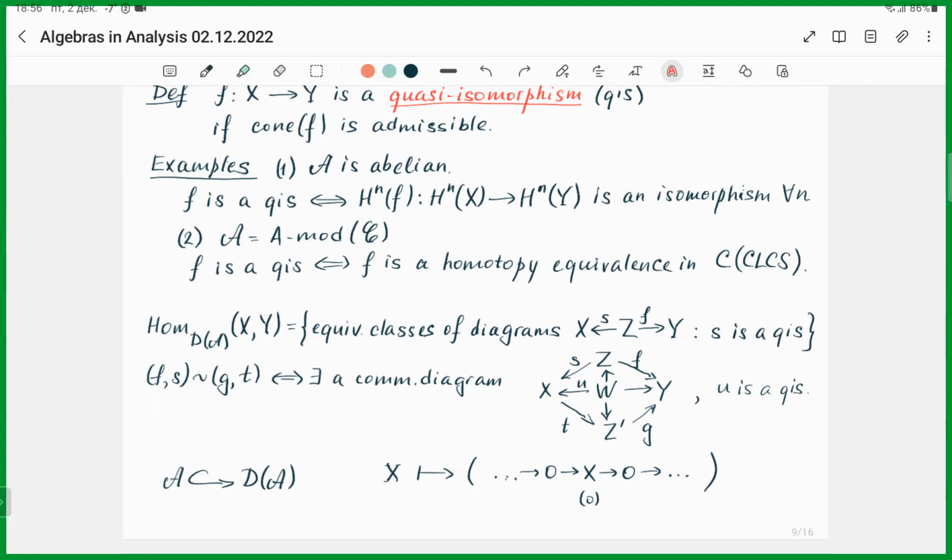Now let's observe that the initial category A embeds as a full subcategory of the derived category as follows. So we can identify each object of A with the co-chain complex concentrated in degree 0. And this is a full embedding of A into the derived category.